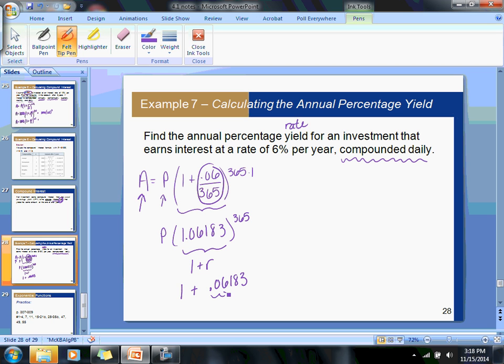Now all I have to do is move the decimal over. So 6.183% is going to be my rate, or the annual percentage yield. So that's the rate that I would have to invest my money at to get the same amount after a year, okay? Or to get the same amount out after a year. So it's a little tricky, it's a little confusing. Okay, I don't know why they call it annual percentage yield. I don't know why they can't just call it rate. I don't know why the book can't just say find the rate, but that's what you need to do for those types of problems when they're talking about the annual percentage yield.